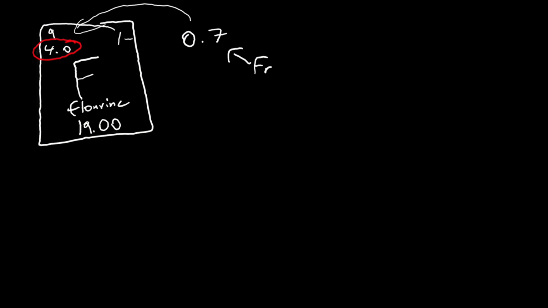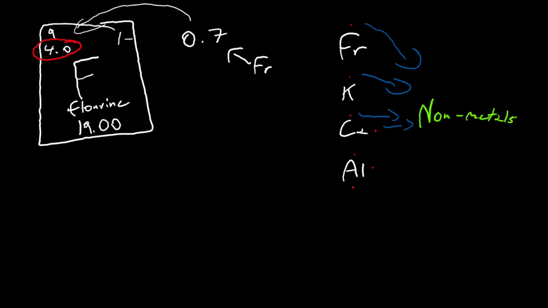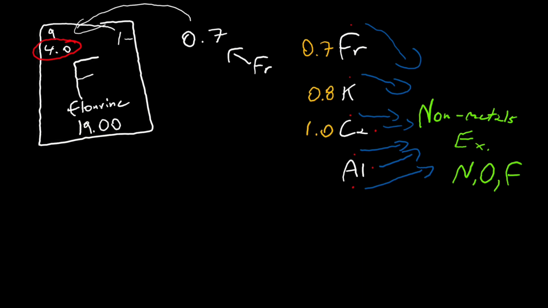highest at 4. This makes total sense because metals like francium, potassium, calcium, or aluminum do not attract bonding electrons, but rather give them away to nonmetals in ionic compounds, like nitrogen, oxygen, and fluorine, which have higher electronegativities, suggesting that they have a stronger attraction for bonding electrons.